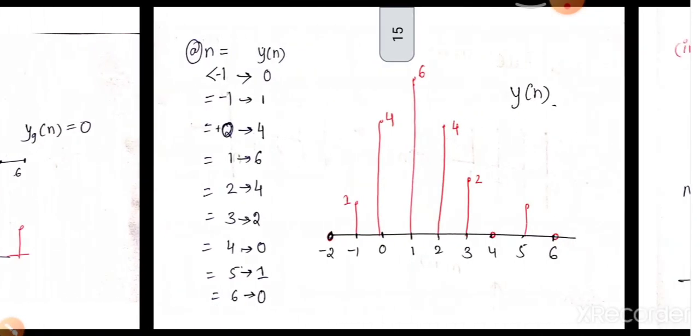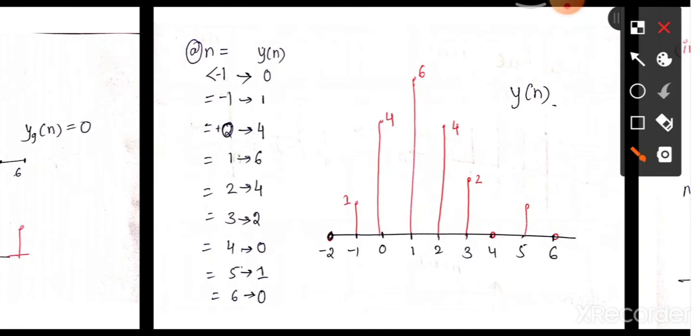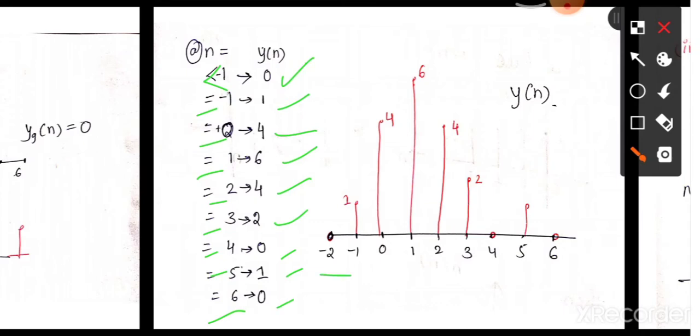So overall, when n is less than minus 1, y of n was 0. When n was equal to minus 1, it was 1. At 0, it was 4. When n is equal to 1, you have got y as 6. And when n is 2, y was 4, then 2, then 0, then 1. And when n is equal to 6, then y of n was 0. So these values you substitute here, means you put in the form of a graph.